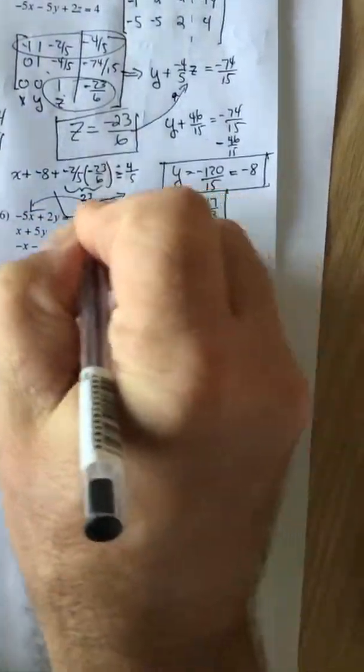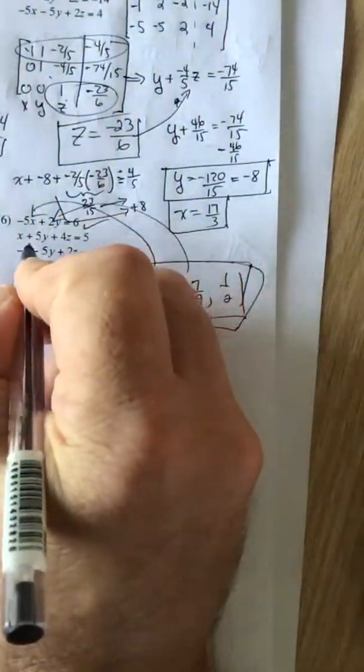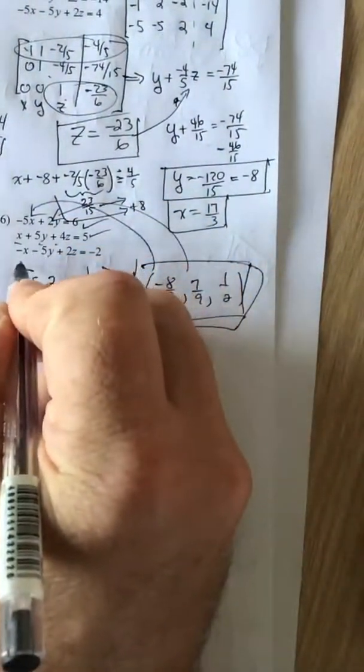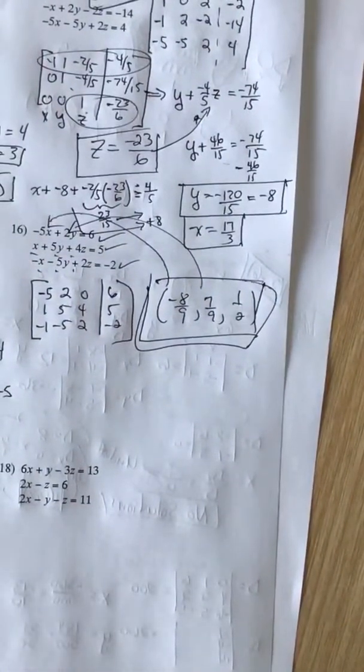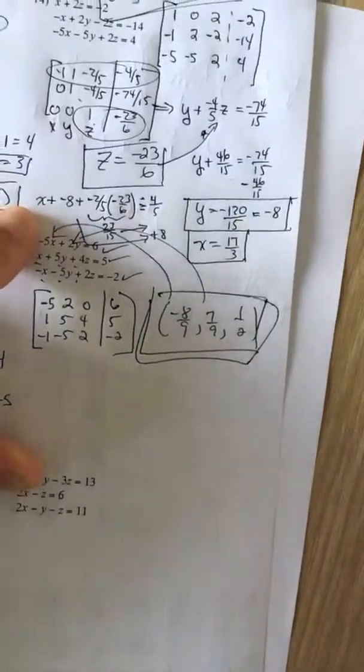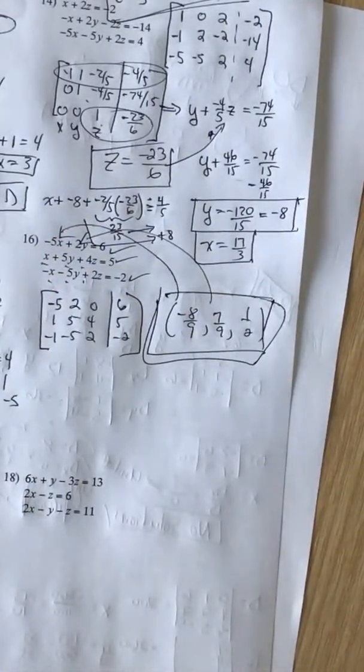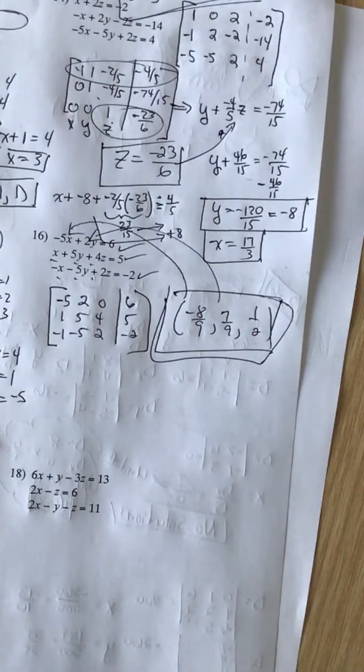If we put X and Y right there, it adds up to 6. If we put X, Y, and Z, it adds up to 5. If we put X, Y, and Z, it adds up to negative 2. Remember how all this started? We started with elimination and substitution and doing all kinds of stuff. Then it went to matrices, and now we're just going to be able to go to our calculator.